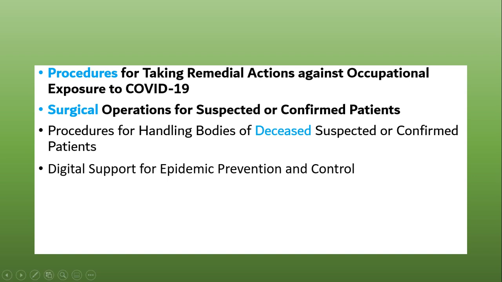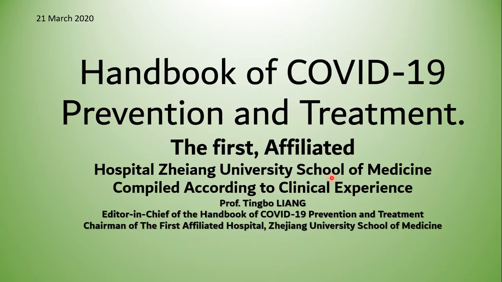Let us start. We will talk today about three things. We will talk about the procedure for taking remedial action against occupational exposure to COVID-19. We will also talk about surgical operation for suspected or confirmed patients, what to do and how to do the surgery, so the surgeon should know. Then the procedure for handling a patient who dies, of suspected cases, and how to use digital support for epidemic prevention and control. Again, this is from the Handbook of COVID-19 Prevention and Treatment.